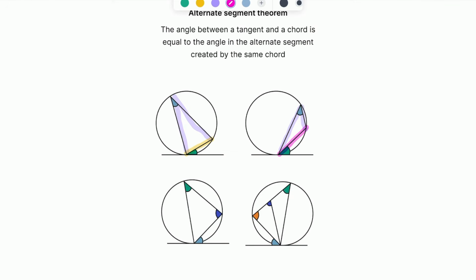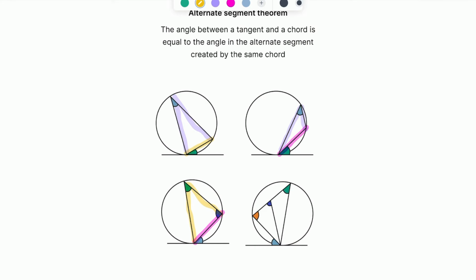Okay, now moving on to the next one. This is where it can get confusing. What angle is the blue one equal to? Well, where's the chord that the blue angle touches? So the blue angle touches this chord. Now, what angle at the circumference does this chord create? It's the green one. So the green angle and the blue angle here are equal.